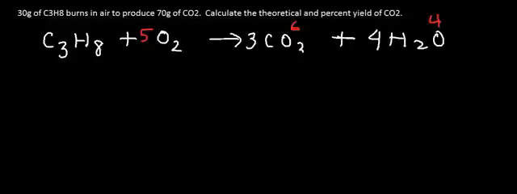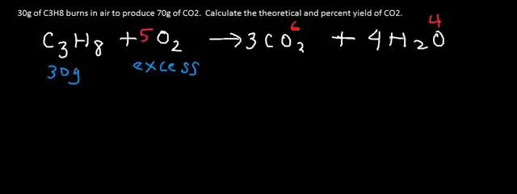Okay, let's make a list of what we know. We have 30 grams of propane. Now it's burned in air, so we can assume that we have an excess amount of oxygen. Whenever you have two reactants, you need to identify what's the limiting reactant and what's the excess reactant. You always want to use the limiting reactant to calculate your theoretical and percent yield, never the excess reactant.